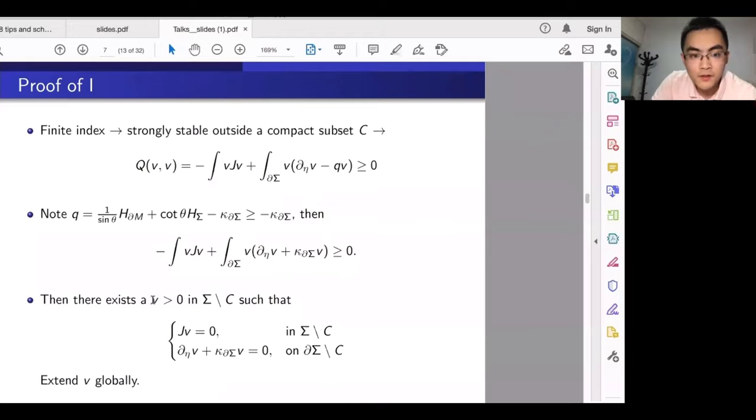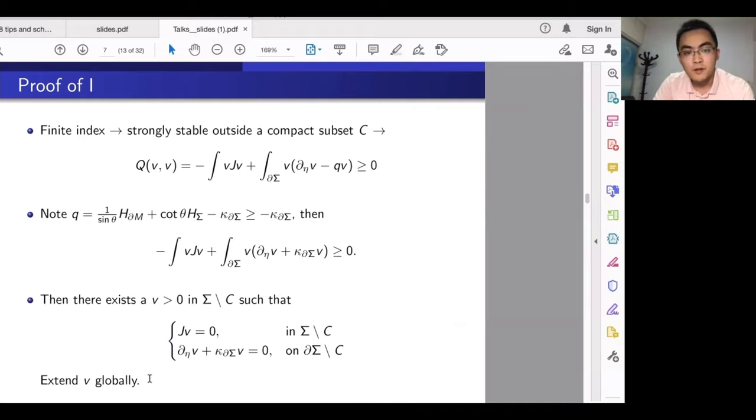Note that the function V is positive only in the complement of C, because it's only defined in the complement of C. But we can extend the function V globally to the whole surface sigma. So the extension here only needs to be positive on the whole surface sigma and satisfy this boundary condition along the boundary of sigma. So in the interior of C, we don't need the function V to satisfy this equation, okay? So we can always do that extension.